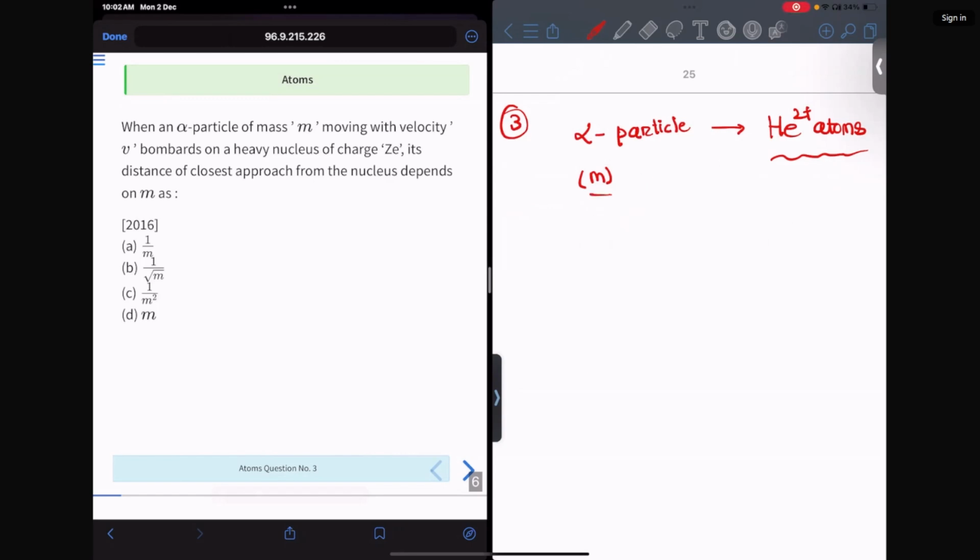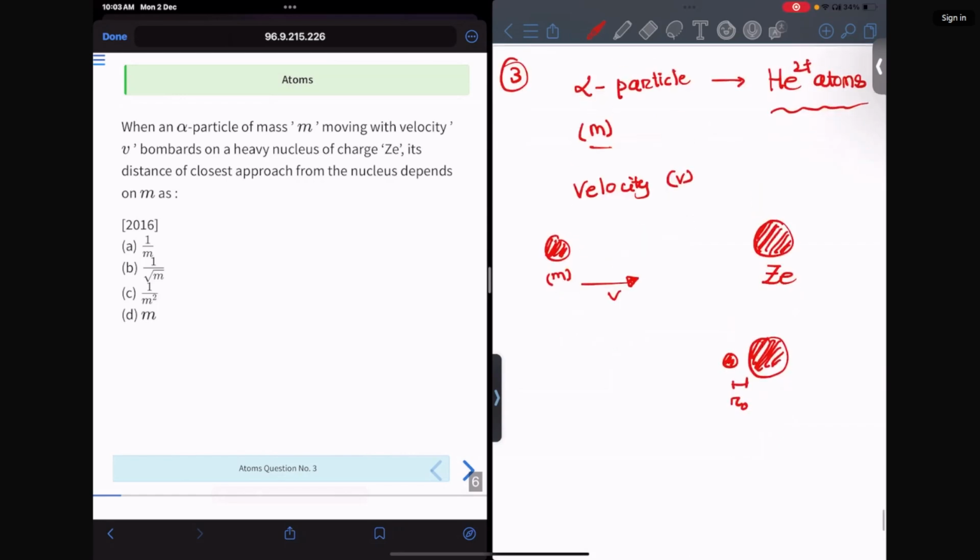An alpha particle of mass m moving with a velocity of v bombards a heavy nucleus of Z. Its distance of closest approach from the nucleus, this r or r naught, will depend on which of the following.